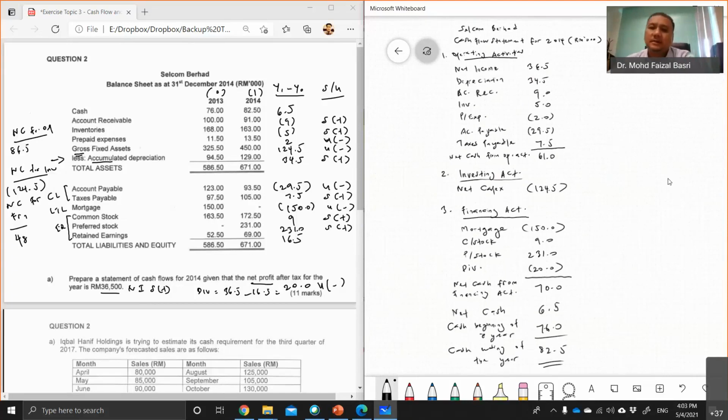So to get the 11 marks based on this question, you should have the relevant information in the correct categories, and obviously the amount. When you add 61 minus 124.5 plus 70, it must give you 6.5. Okay, so that's how we do the cash flow statement. Any question?